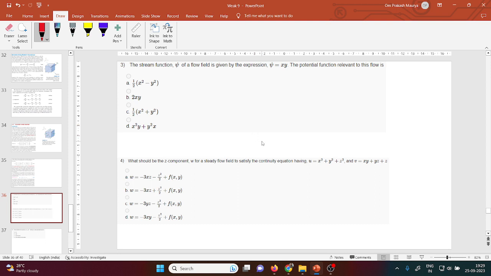Here actually what is given is the potential function, I think it is also asking. So for the potential function, the equation is, I think, from the previous year's questions. Let me check. Or you try to solve question number 3.